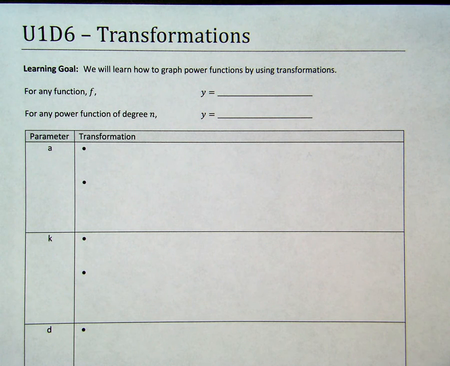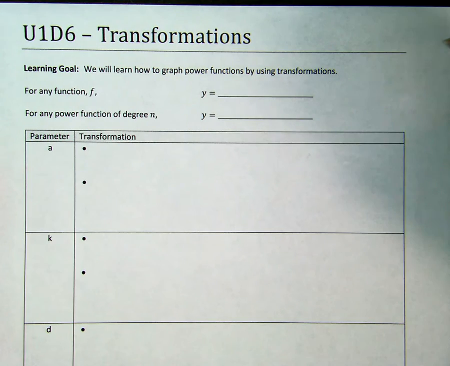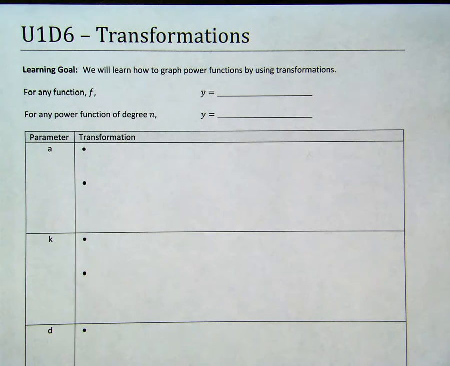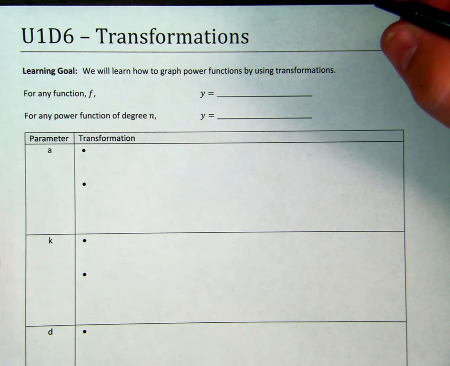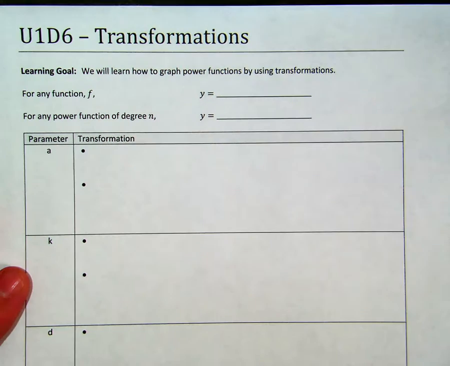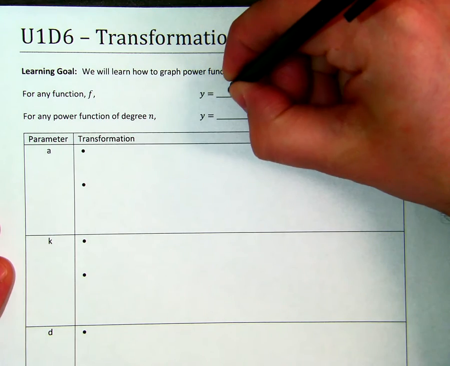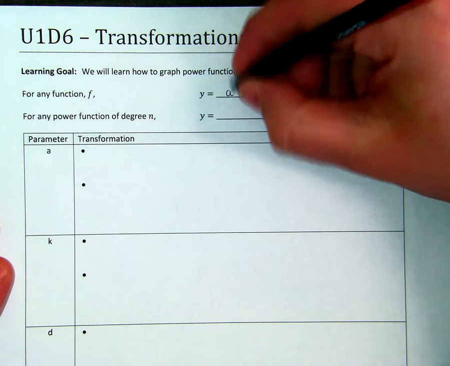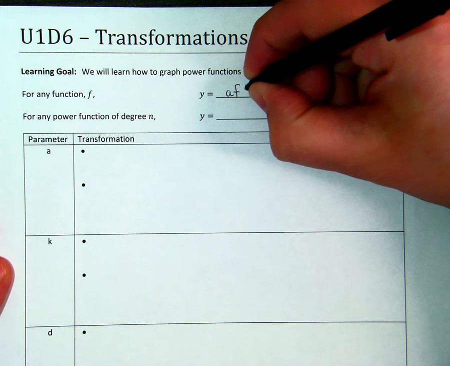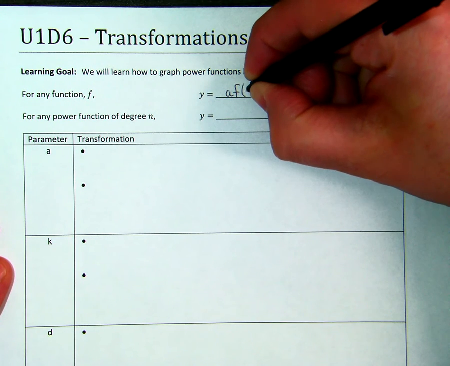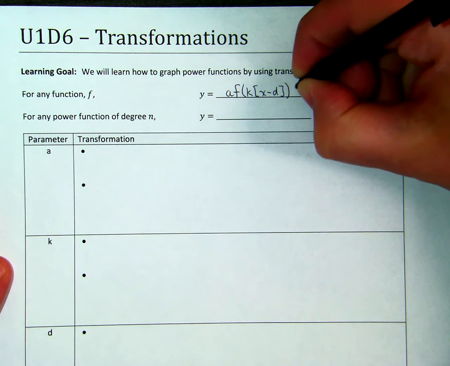So the first thing that you have to notice is for any function, and in grade 10 you did quadratics, in grade 11 you did cubics, and I think rational functions too. I think the square root of x function as well. But for any function, now this year we're going to broaden it out to any function. So, any function f, doesn't matter what it is, you would have a, which is the coefficient in front. We'll get to what those mean in a second. f is just the function, times k bracket x minus d, plus c.